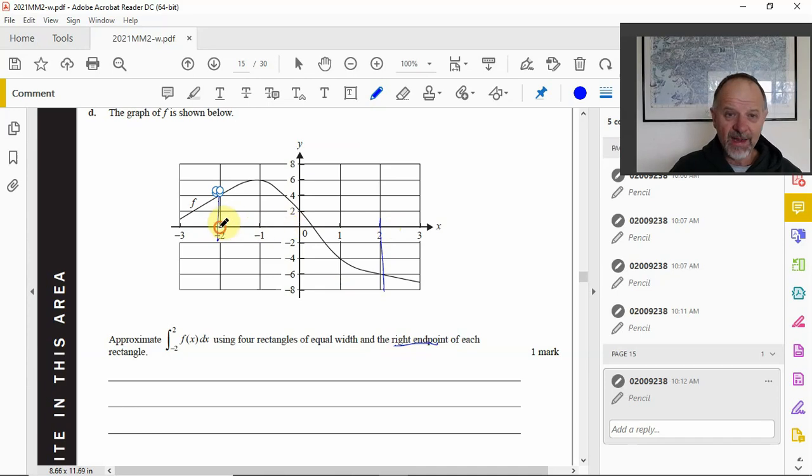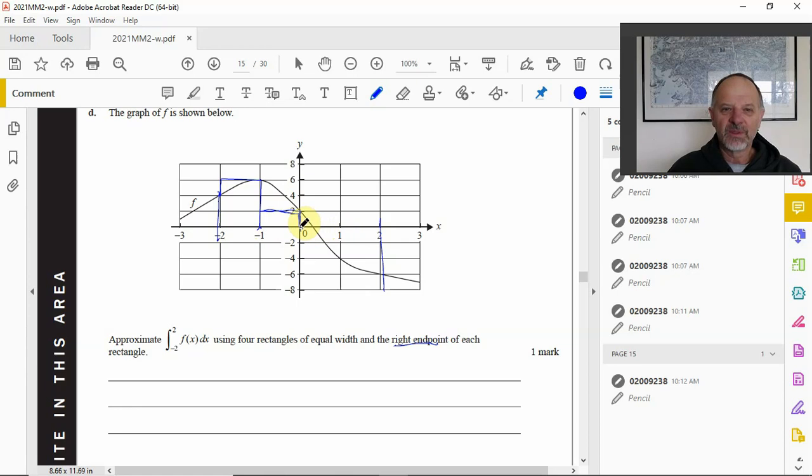Now I need the right end point. So this end here, that's not acceptable because it's the left hand end. All right, so let's get rid of that one. So what I need to do is go and say there's that rectangle. Then between -1 and 0, that rectangle there is what I'm after.